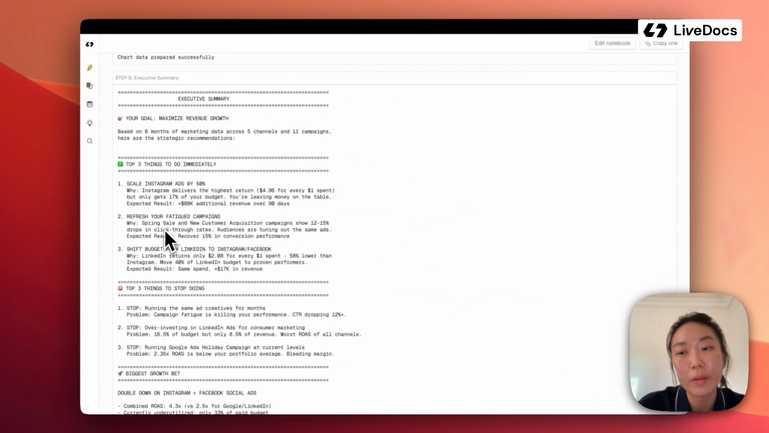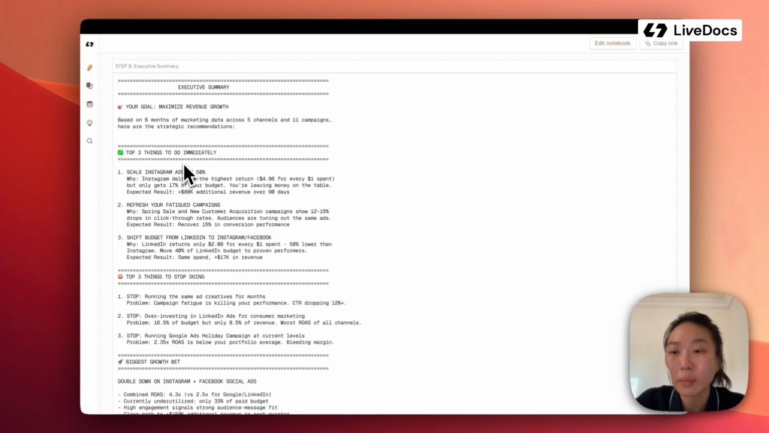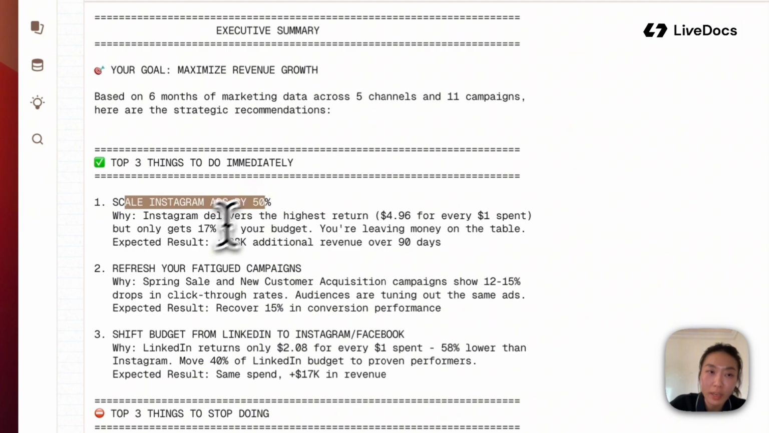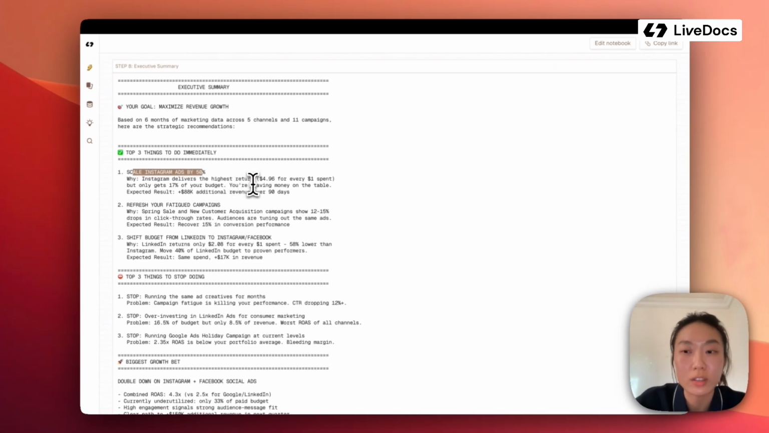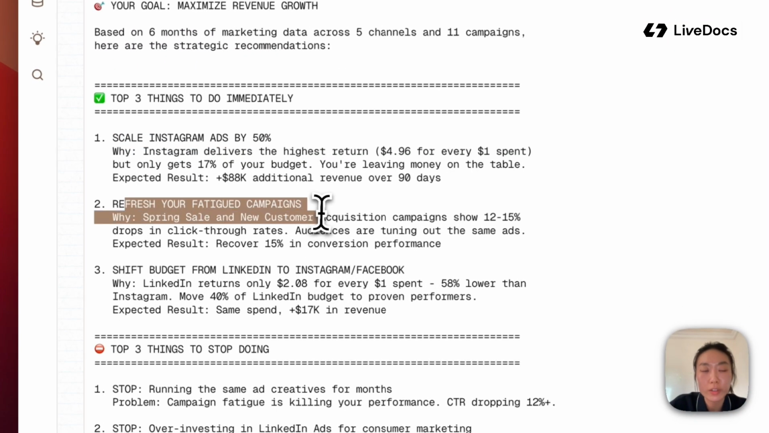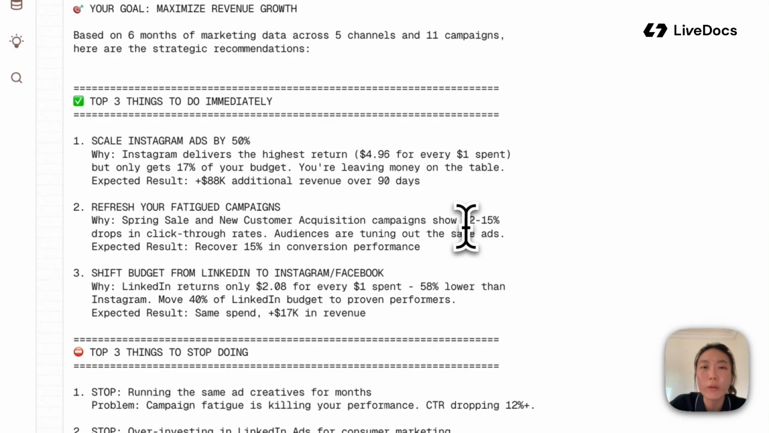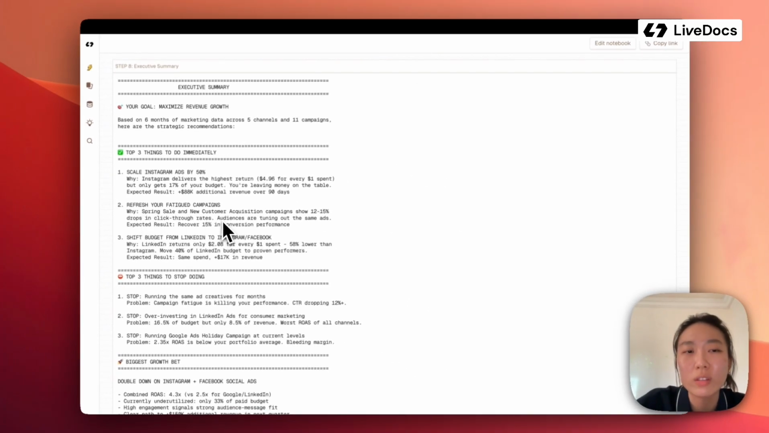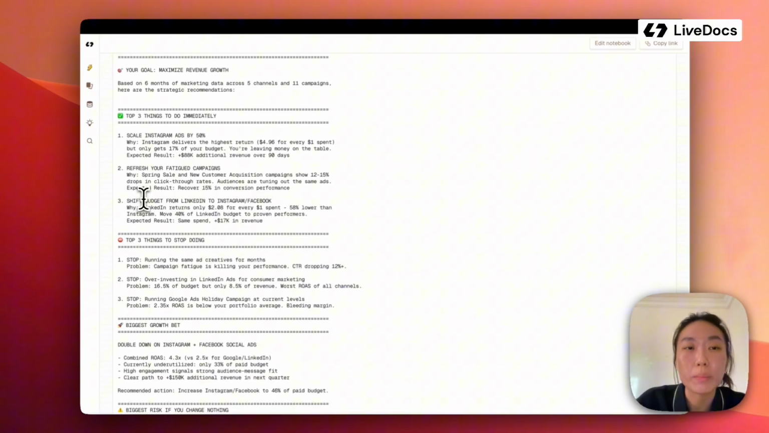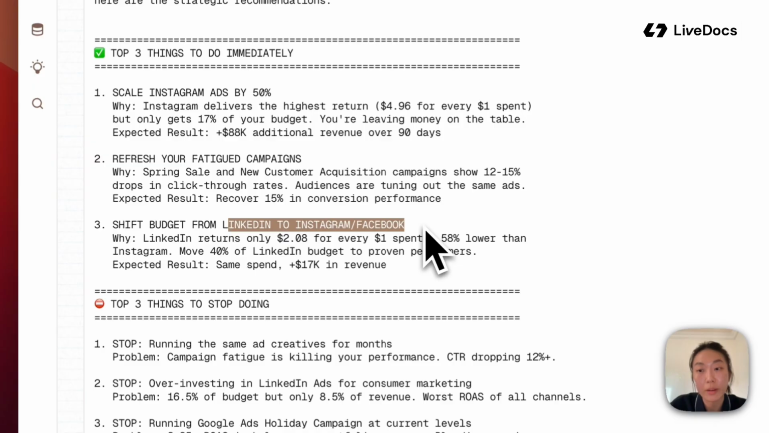Finally, we have analyzed everything. Now we understand a lot of things. And here is the summary Livedocs has generated. Scale Instagram ads by 50%. Why? Because Instagram delivers the highest return, as we have mentioned a lot of times. And refresh your fatigued campaigns. Why? Because the spring sales and new customer acquisition campaigns show 12 to 20% drops in click-through rate, so audiences are tuning out as they feel bored. And the third, shift budget from LinkedIn to Instagram and Facebook.